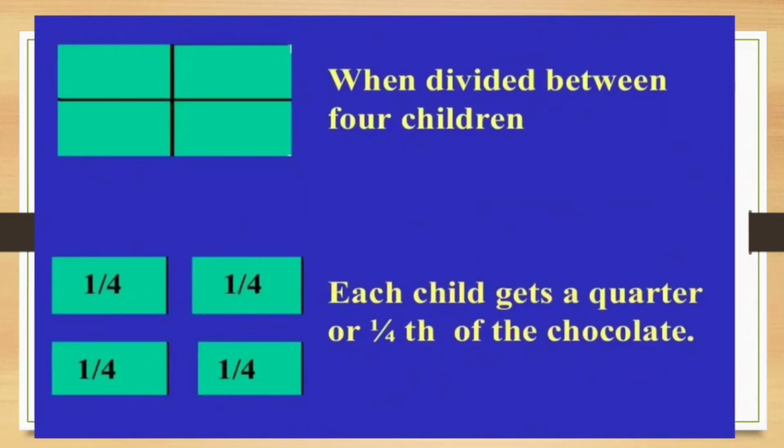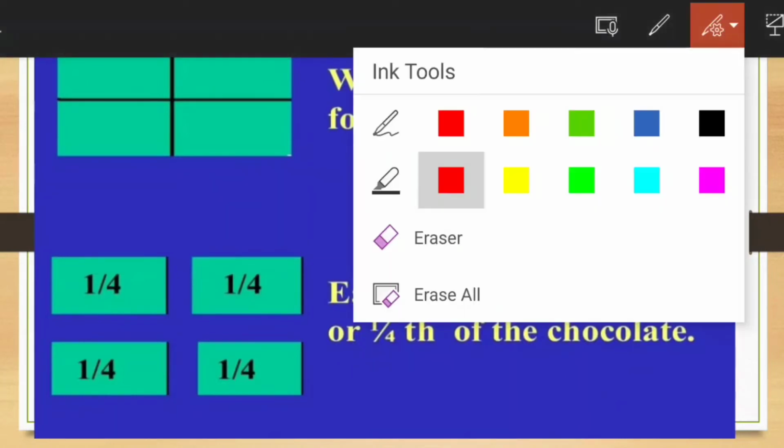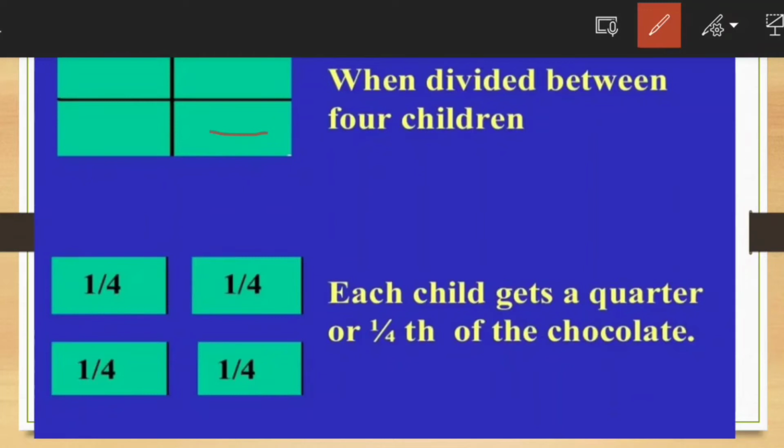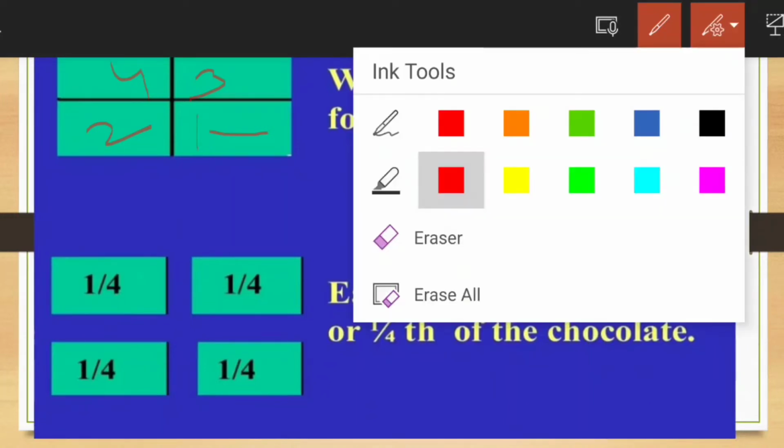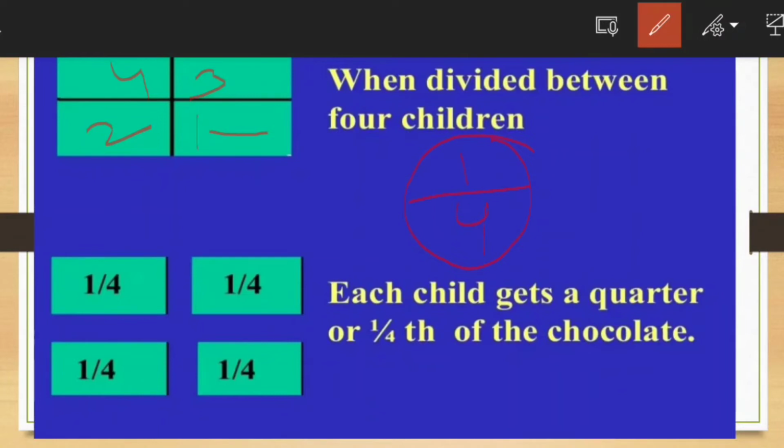Now can you see here one rectangle shape is there, correct? And it is divided between 4 children. Now this is a rectangular chocolate and it is divided between 4 children. So can you tell me how much chocolate one child will get? Yes, correct. One child is going to get one piece. 1, 2, 3, 4. So the total parts are 4. And each child will get one piece. It means the fraction we get from here is 1 upon 4.